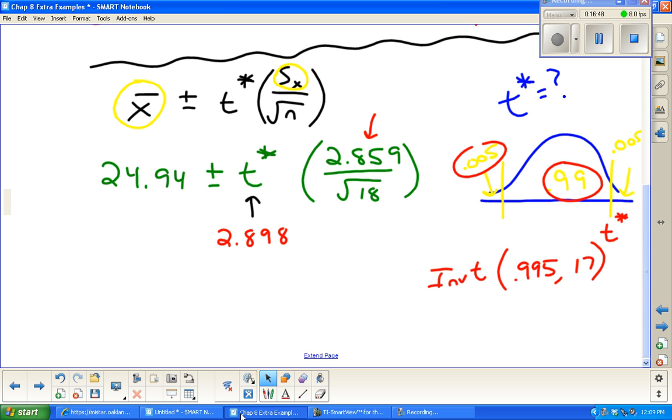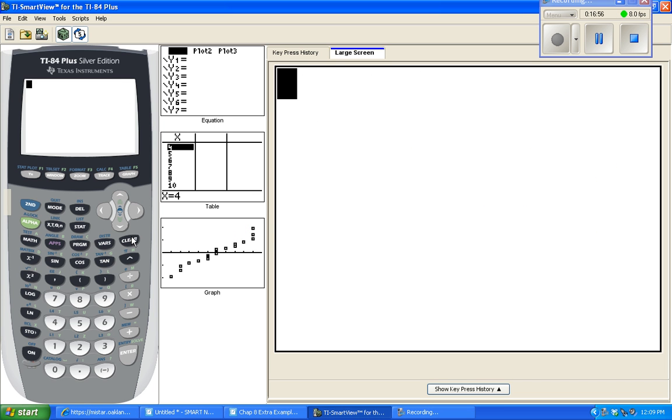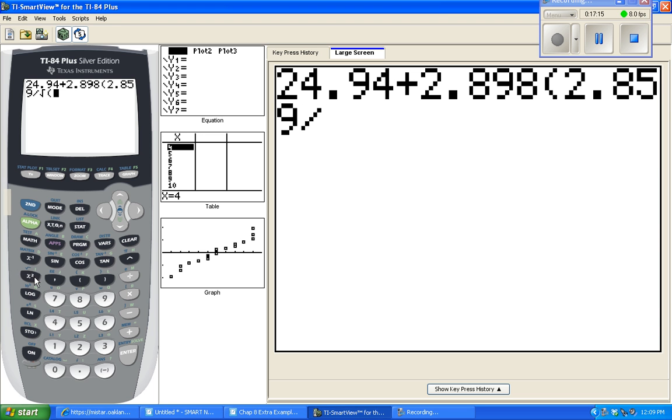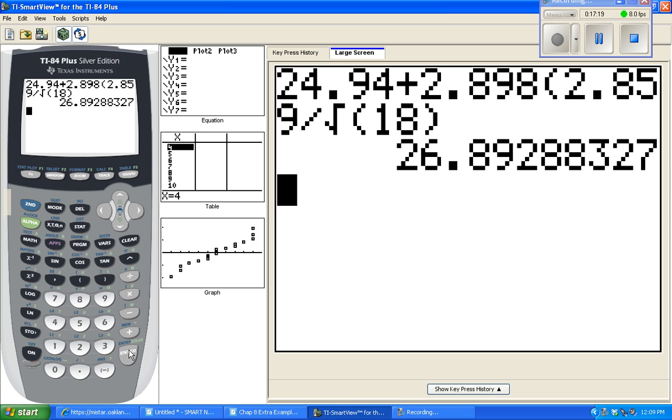Let's just do it the long way, and then we can verify on the calculator. The long way would be to actually type it in. Let's do our sample mean, 24.94. Let's do the plus first. It's 2.898 times the standard deviation, we're using the sample value of 2.859, over the square root of 18. And that should give you the upper endpoint of the interval.